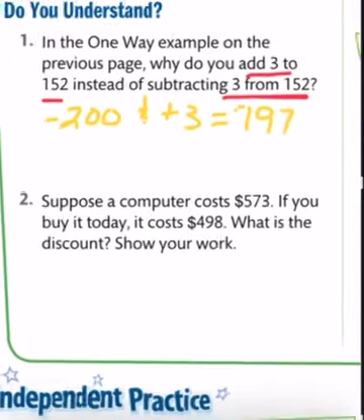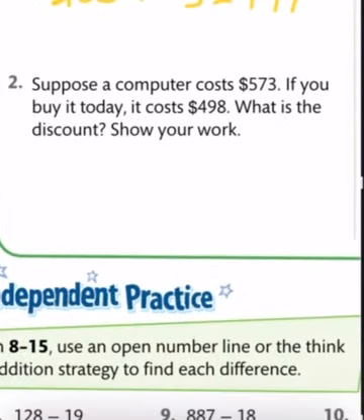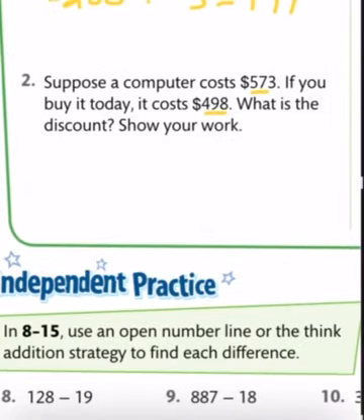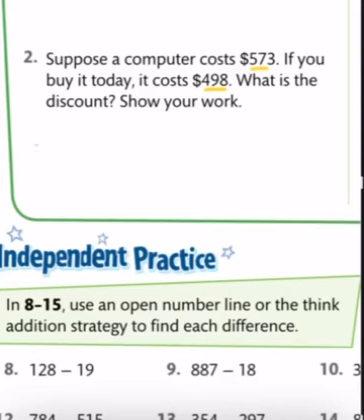Number 2. Suppose a computer costs $573. If you buy it today, it costs $498. What is the discount? Show your work. Well, I'm going to use a number line. Actually, I'll show it to you 2 ways. This would be a great spot for you to solve this on your own, pause the video, and then resume to see if one of your ways matches one of mine. But anyway, let me get to a couple strategies.